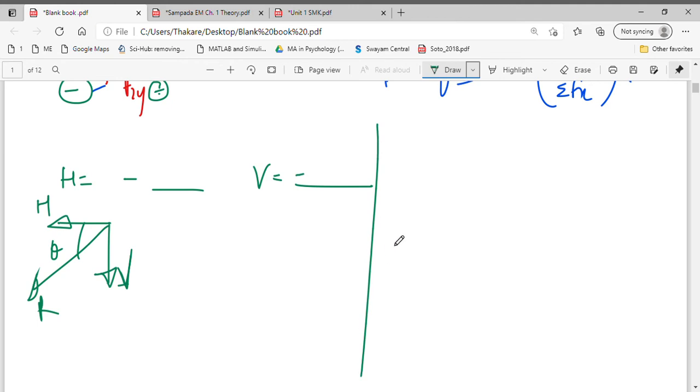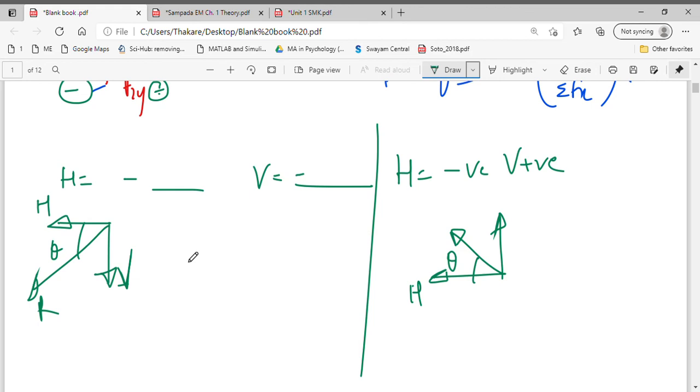If I have the horizontal value as negative and the vertical value as positive, that means my horizontal force is acting towards left and the vertical force is acting in upward direction. So my resultant will be like this. If I have the horizontal value positive and the vertical value negative, that means I have the horizontal force acting towards right and the vertical force acting in downward direction, and this is my resultant R. Depending upon the sign convention, you have to determine the direction of the resultant.